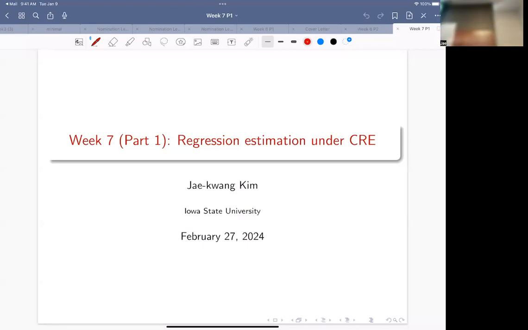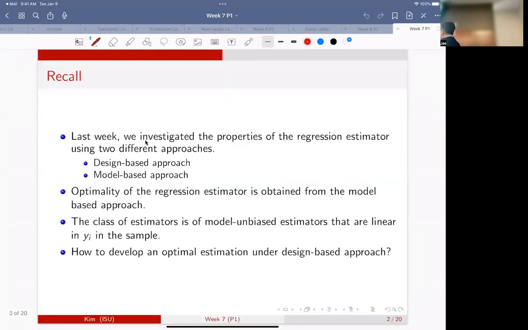So now we're gonna move on to week 6, week 7. Why are we still in the regression estimation? Well, because it's very important, right? Last week, week 6, we investigated the properties of the regression estimator using 2 different approaches.